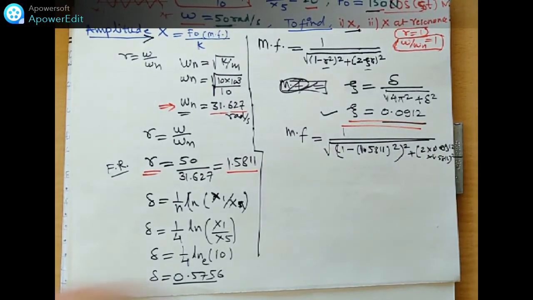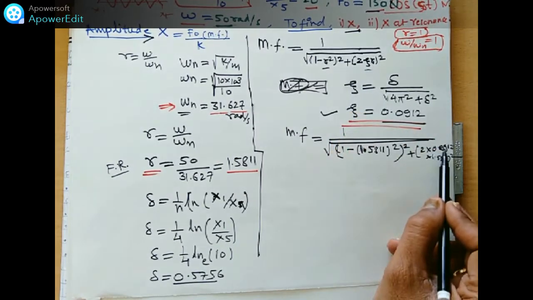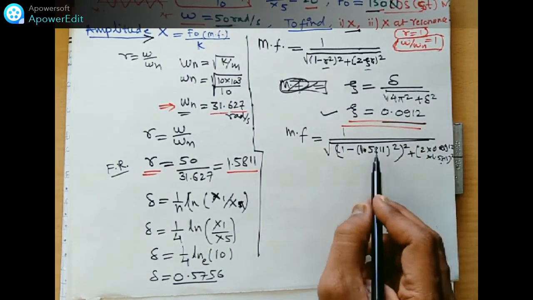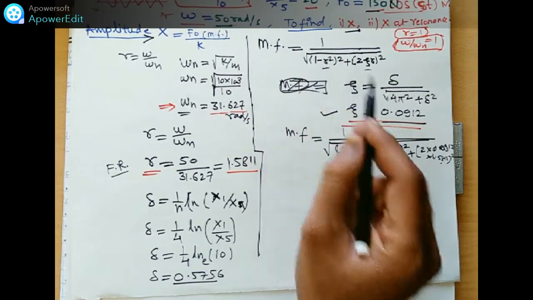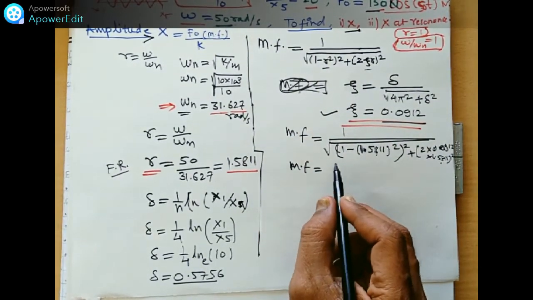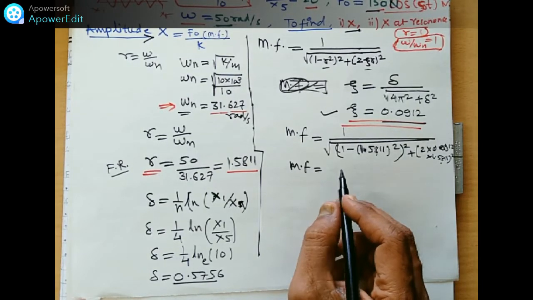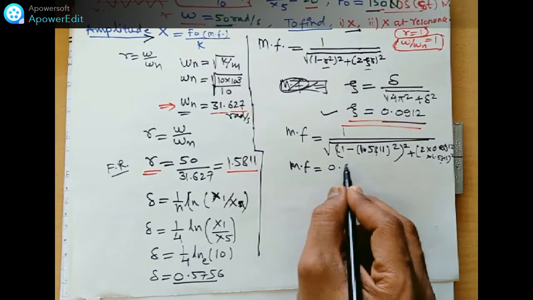This is the formula. Here we put the value of zeta and r, this is the value of zeta, this is the r, and 1 minus r square. So calculating, the value of MF becomes 0.6547.